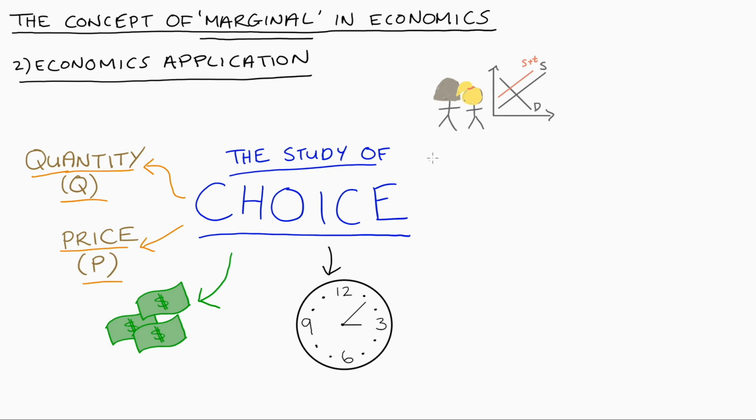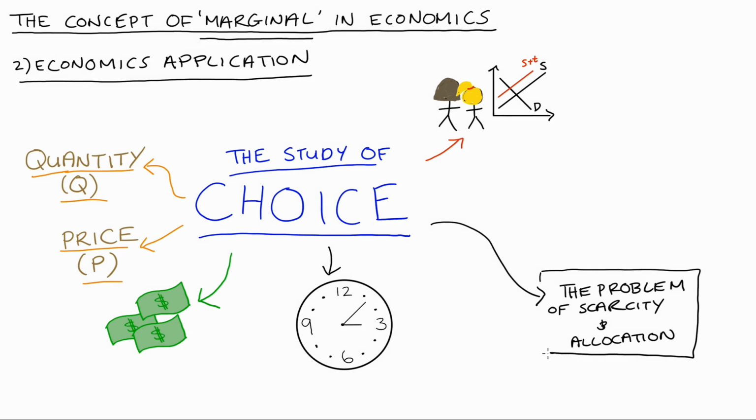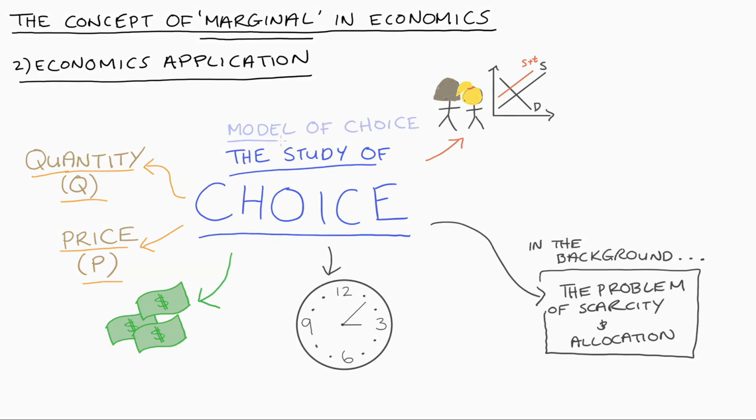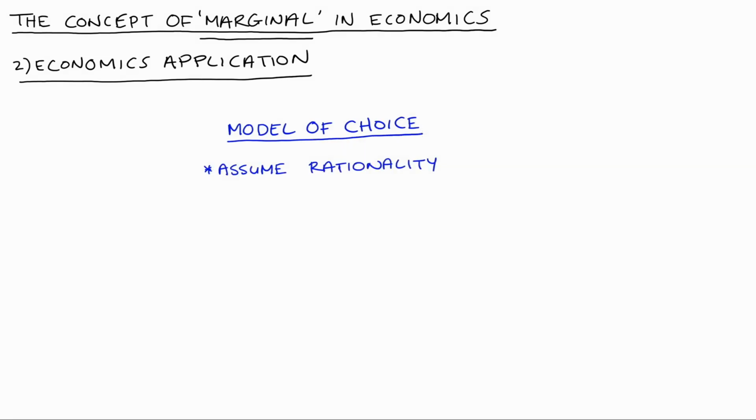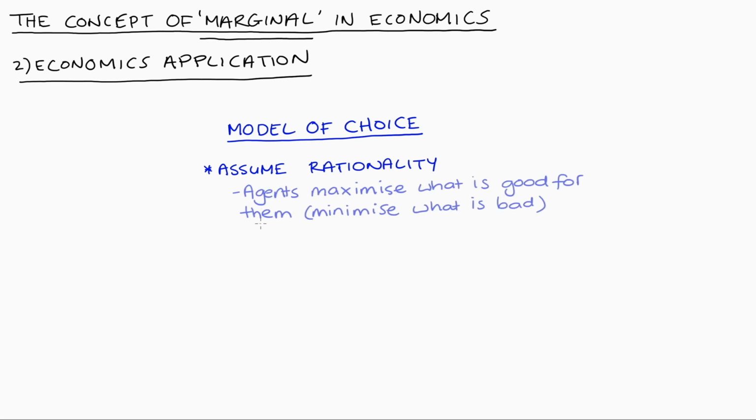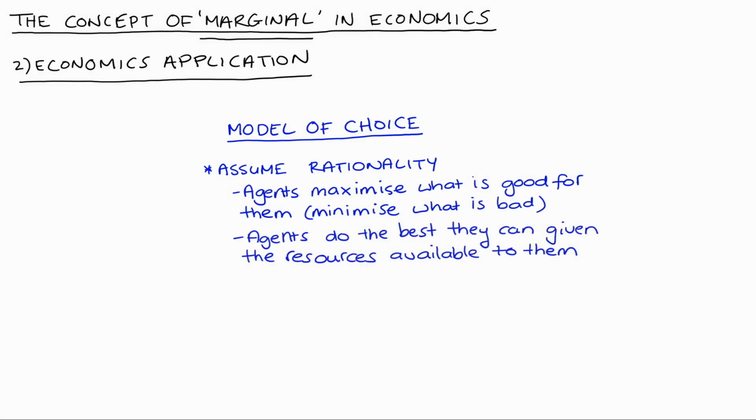And in the background of this is the really important and fundamental problem in economics of the scarcity of our resources. So we're interested in the choices that economic agents make because we want to understand how our scarce resources are allocated. And in general, for economists, when we think about modeling the choices of our economic agents, we're going to assume that our agents are rational, that they maximize what's good for them and minimize what's bad for them, that they're going to do the best that they can given the resources that they have.